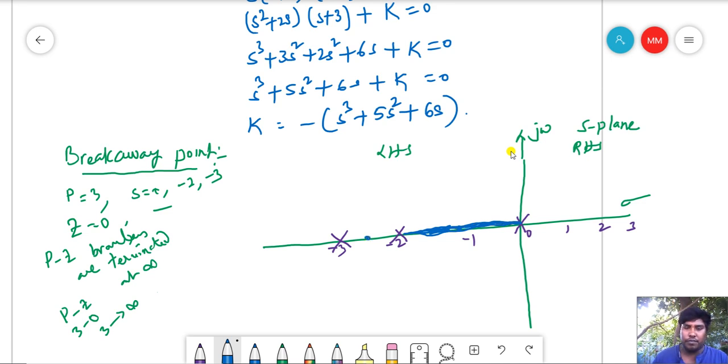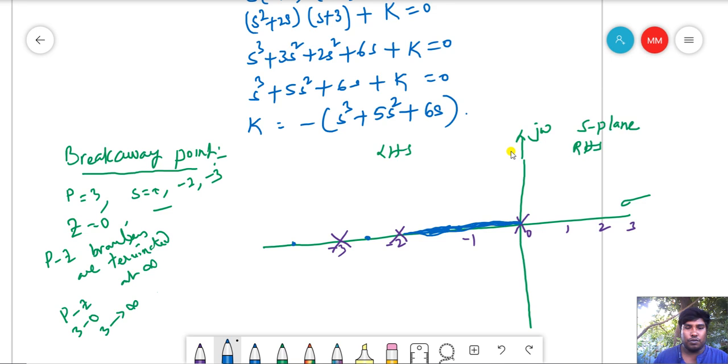Keep another point here. Whether the point lies on the root loci or not, how can we find? The right side should have an odd number of poles or zeros, but in this case we have an even number, 2 poles are present. So whatever point I keep on the real axis here does not lie on the root locus.